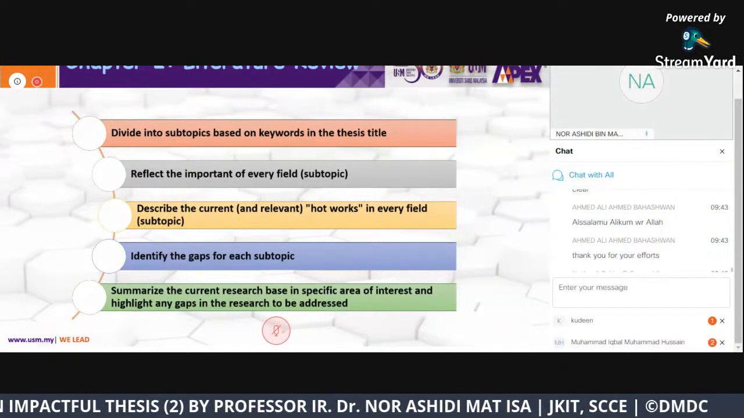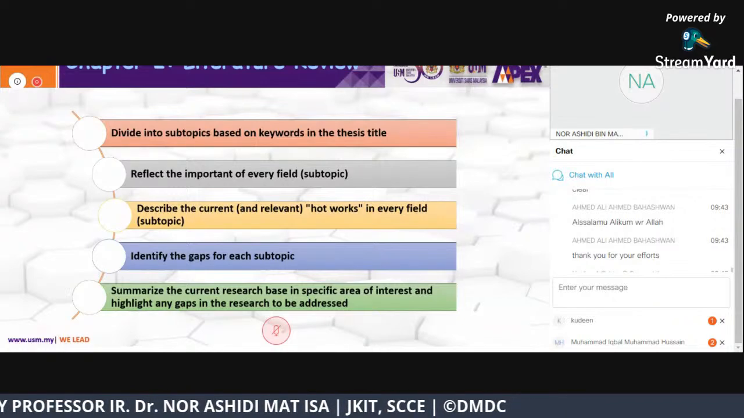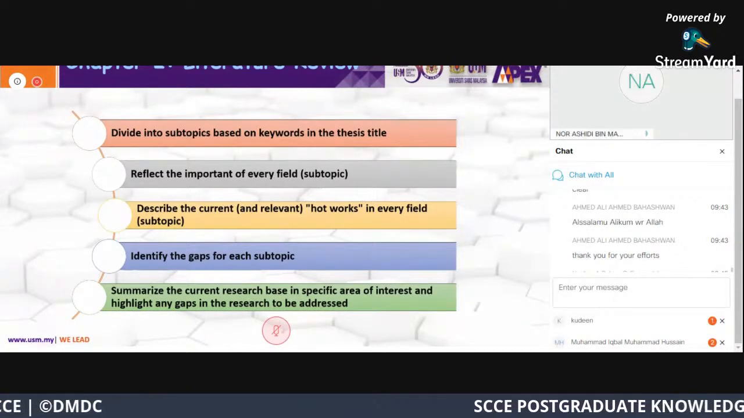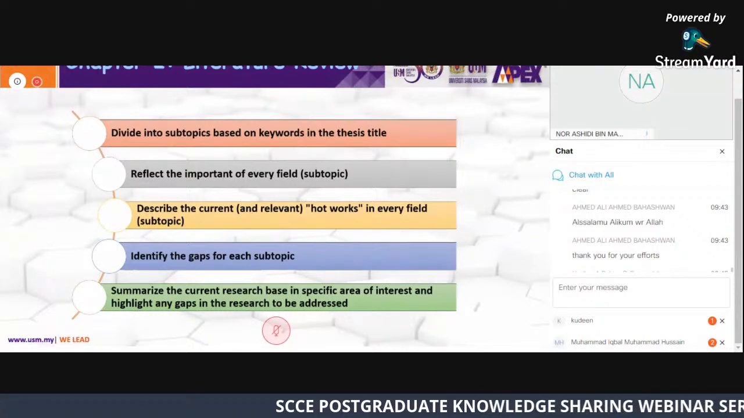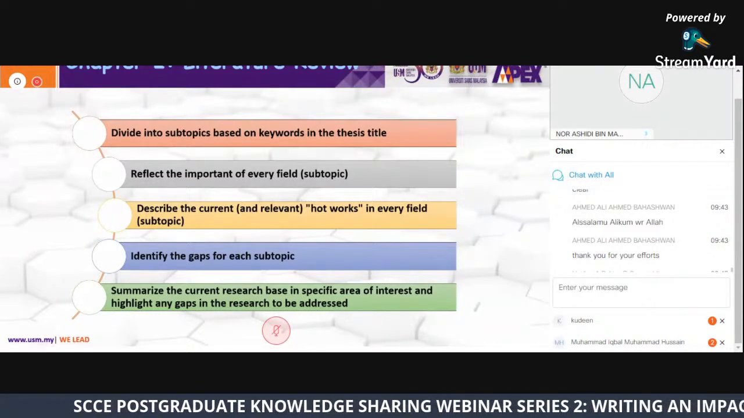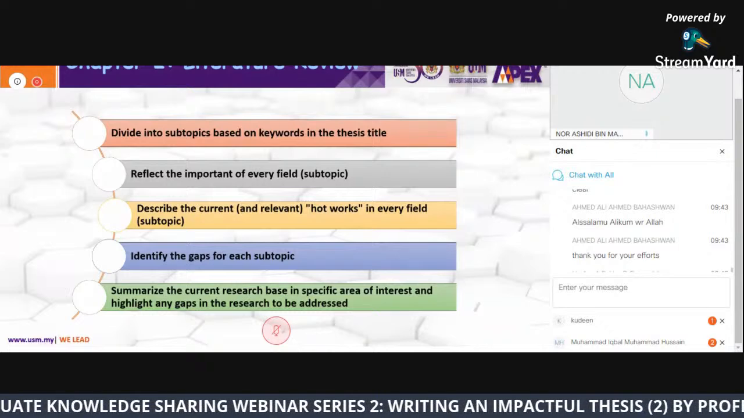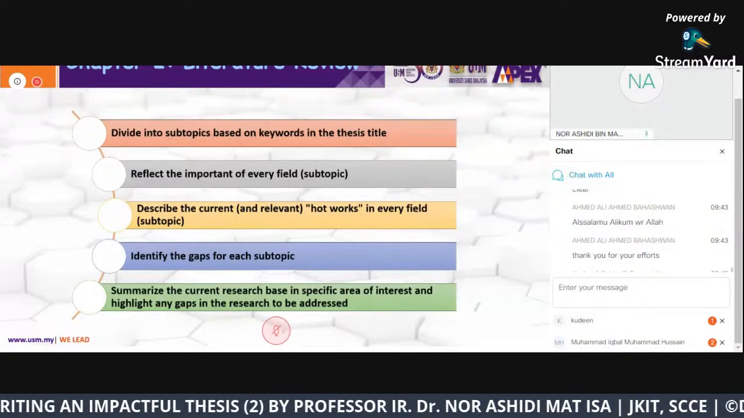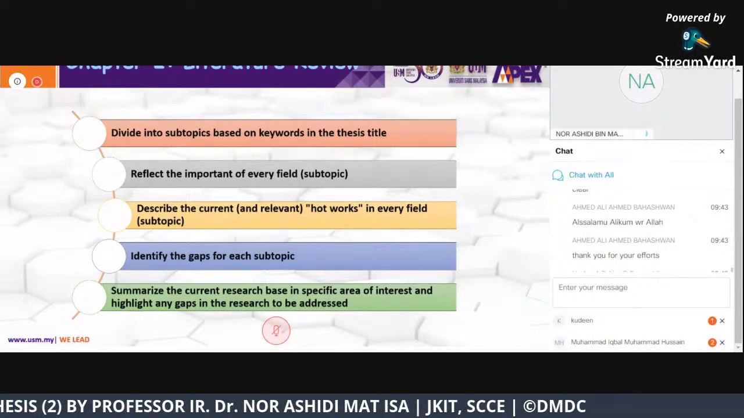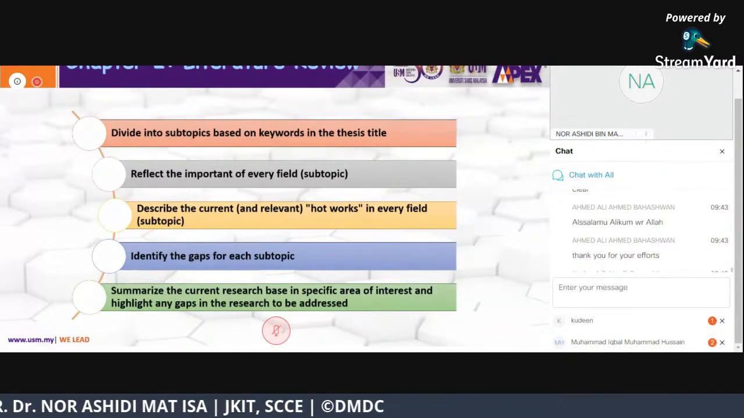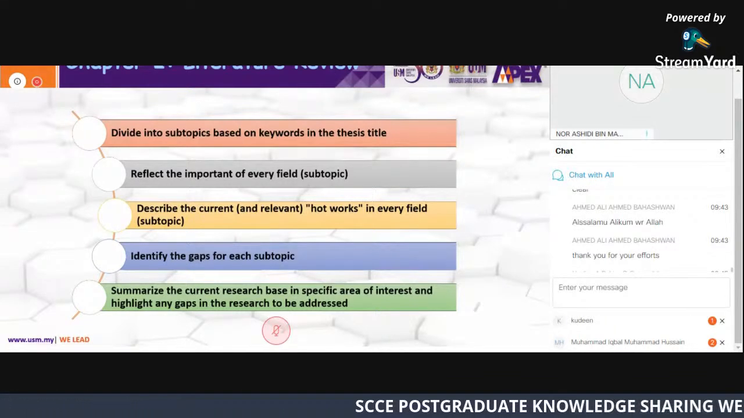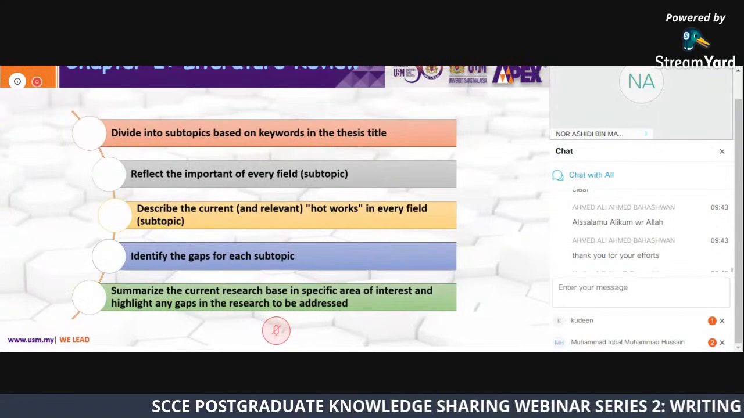So that's the importance of research gap. Without a clear problem or clear gaps, the examiner will not appreciate your whole thesis or the whole research. And then at the end, you must summarize the current research in that specific area, and you must highlight any gaps, as I mentioned, so to highlight the research gap or the problem statements to be addressed in your research.